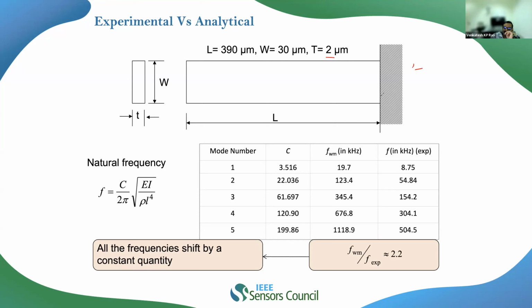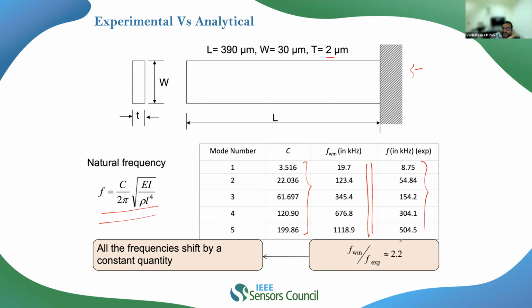This was taken from the geometry, right? But this frequency for the cantilever is basically given by C by 2 pi times square root of EI by rho L to the power of 4. So for C, for different modes of vibrations, from first mode to fifth mode, it is given by this. And if you evaluate it analytically, this is what I get.